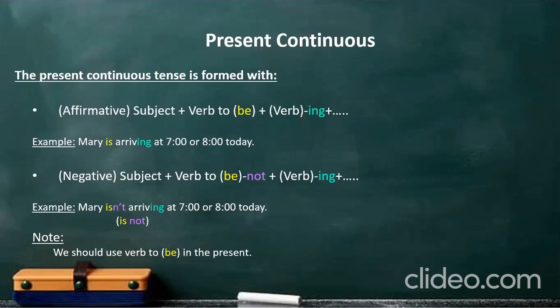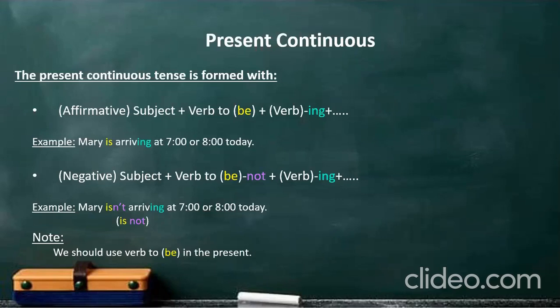So as you can notice here, we have two cases, affirmative and negative. All of us know that affirmative means a positive statement, while negative focuses on what is bad or lacking. So we use not in this case to express the negative function. So look at the example here. Mary is arriving at 7 or 8 o'clock today. Mary isn't arriving at 7 or 8 today. So isn't here is an abbreviation of is and not. We add not to the helping verb in order to get the negative sentence with the negative function.